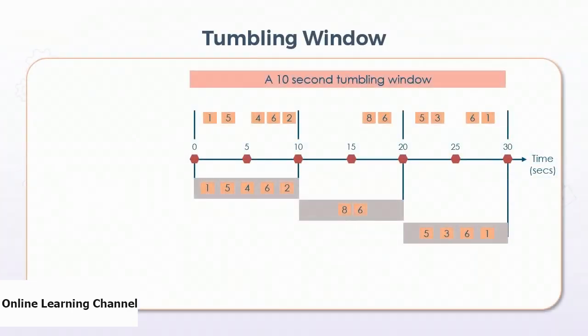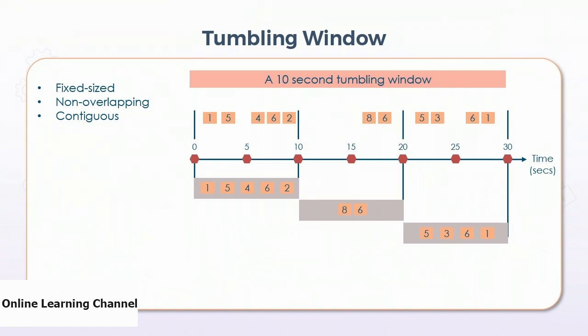A tumbling window strategy is when each window is a fixed size. This example shows a 10-second tumbling window. Each collection of 10 seconds of data is processed as a separate window. Note that tumbling windows don't overlap, and they're contiguous, meaning there's no time in between the windows. The end of one window is the start of the next. This is called a tumbling window because sequential windows of equal size simply tumble one after another through the stream.